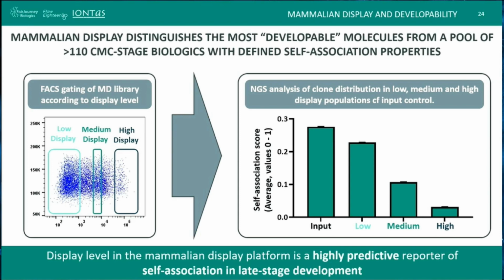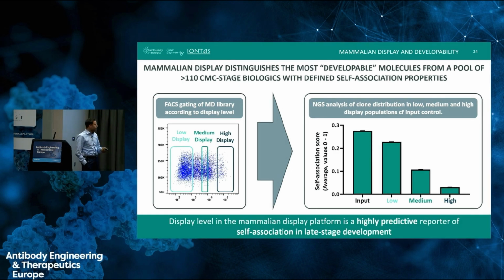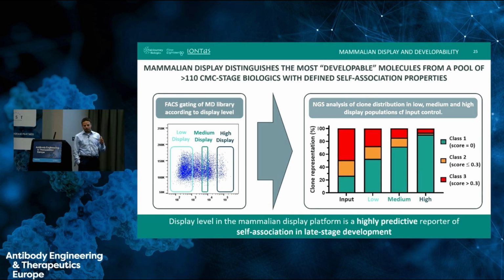So I'm showing you here on the y-axis a combined self-association score derived from a battery of different CMC stage self-association and aggregation assays. And you're seeing the average score across these different populations. And what you can see is that there's a clear, strong, stepwise correlation between improved biophysical behavior for these downstream molecules and display level. So suggesting that display on the mammalian platform is a highly predictive reporter of late-stage self-association.